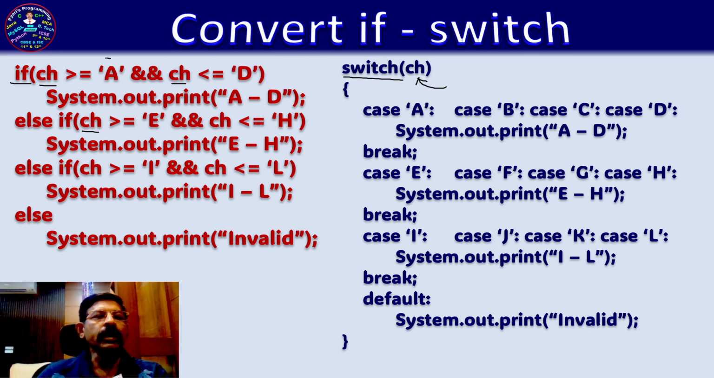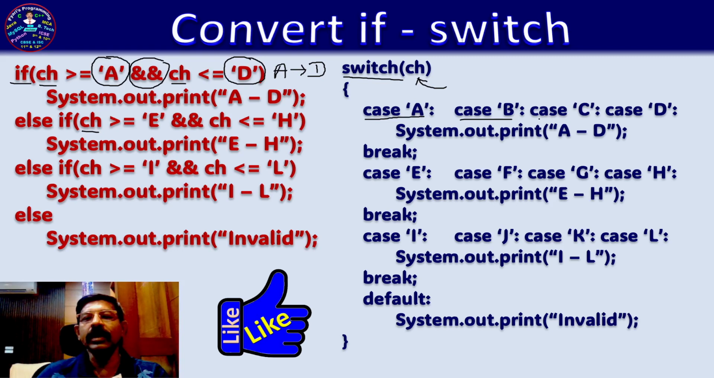Now here it is comparing, is ch greater than or equal to a? That means a is also included. And the AND operator is used, and ch is less than or equal to d. That means it is targeting all the alphabets from a to d, where a and d are included. So what I am going to do is put case a, and I am using case b, case c and case d without break, that is fall through. If the ch variable contains a, it also displays a to d. If the ch variable is b, then ch is greater than or equal to a, true.